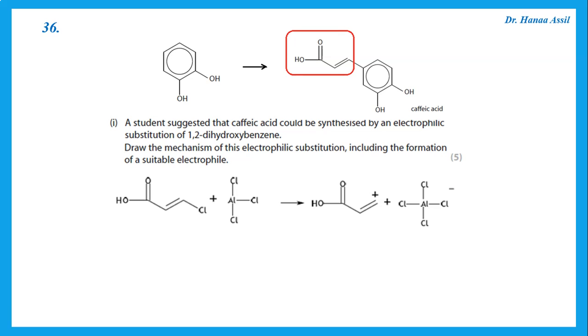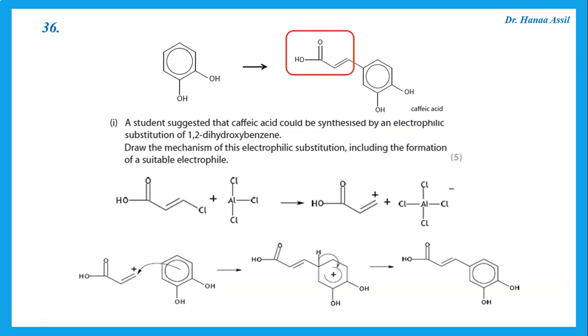This removes that chlorine and forms a positive charge on that carbon, and aluminium with 4 Cls now has a negative charge. Now the benzene ring will then attack the positively charged carbon, attach it to the benzene ring, but that carbon already had a hydrogen, so the AlCl4 minus will be used to remove that hydrogen, return the electrons of its bond to the benzene ring so that we get the product.